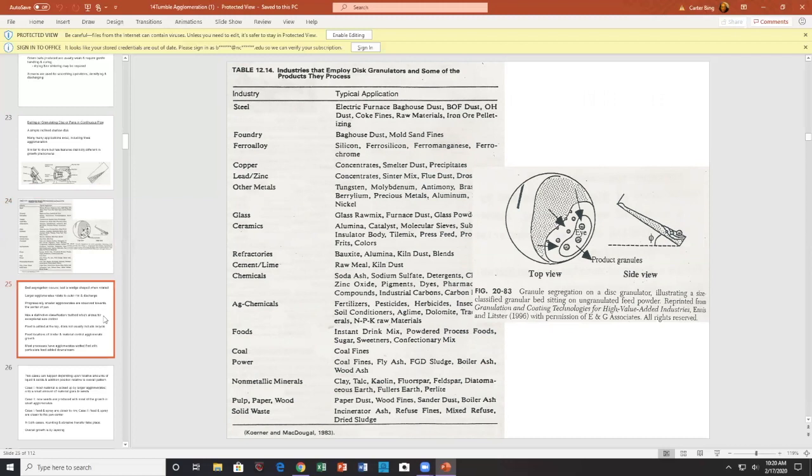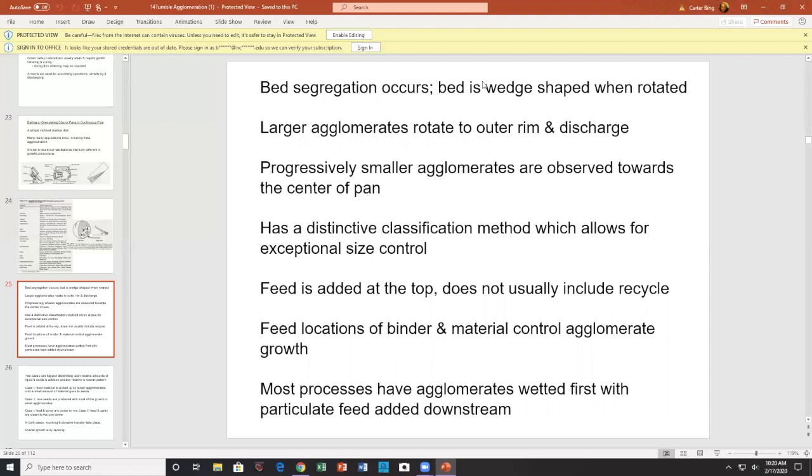Bed segregation occurs. The bed is wedge-shaped. Larger agglomerates rotate to the outer rim and discharge. Progressively smaller agglomerates are observed towards the center of the pan as a distinct classification method, which allows for exceptional size control. Feed is added at the top and doesn't usually include recycle. Right, feed locations, binder and material control agglomeration growth. Most processes have agglomerates that wet at first with feed, and then binder is added downstream.